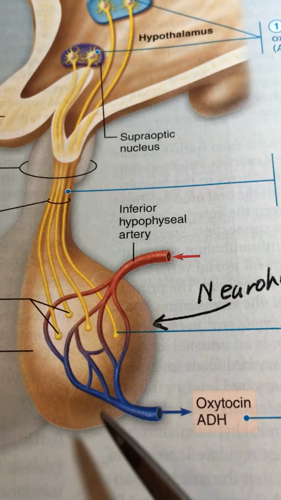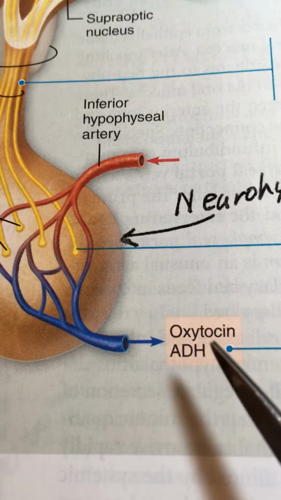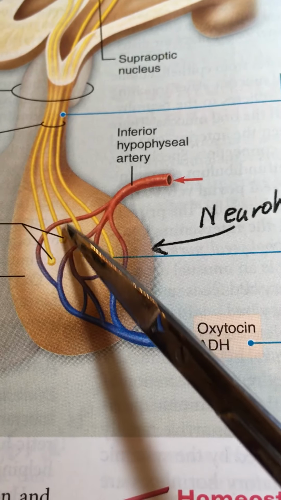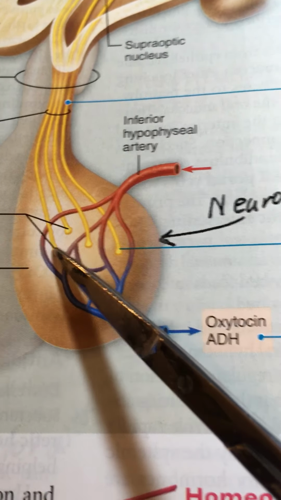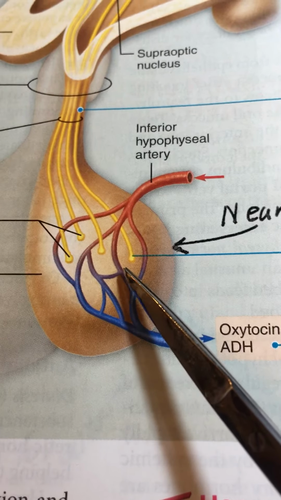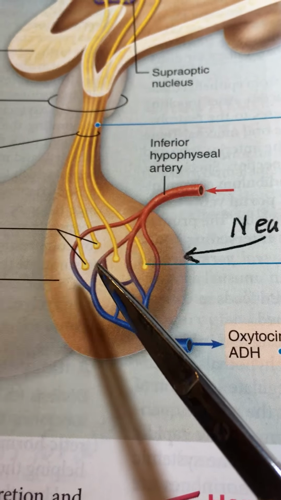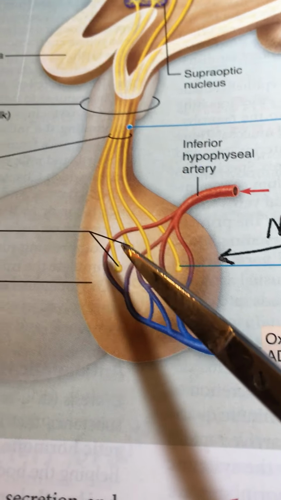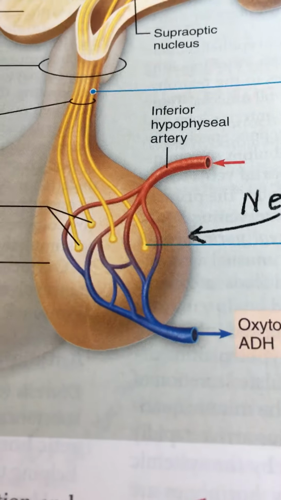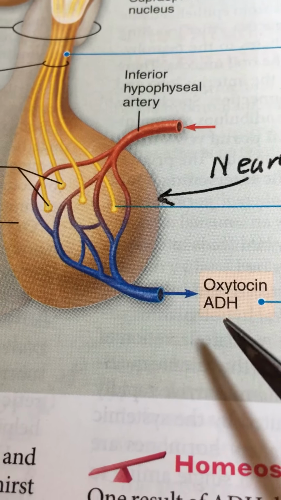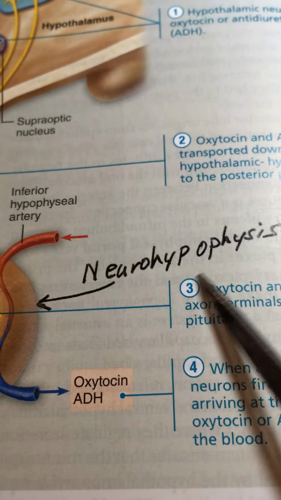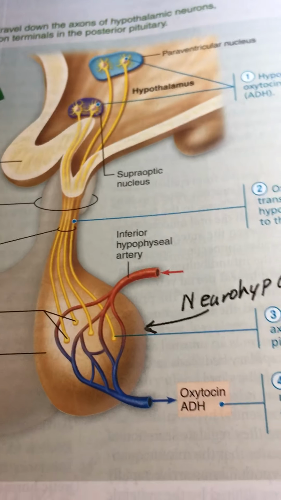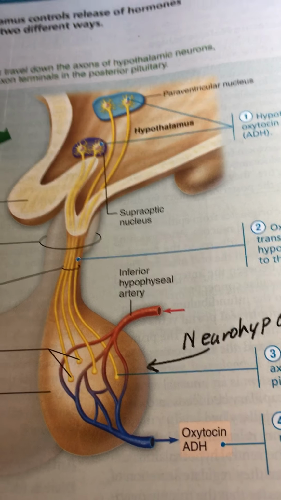And who is in these terminals now? We're going to be having oxytocin and ADH. So one of these will be storing oxytocin. Another one will be storing ADH. And when the levels are low here in the blood, there will be a release into the blood of these two molecules, oxytocin and ADH. And this is the neurohypophysis. Okay, so that's one format.